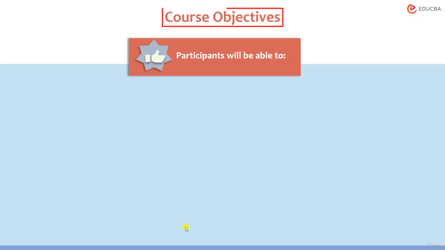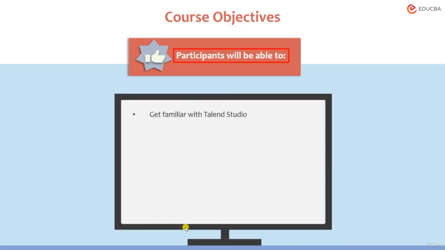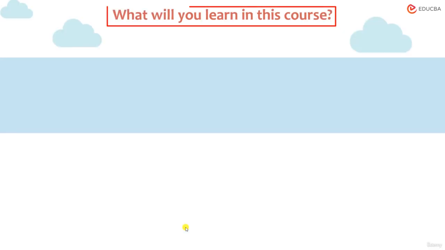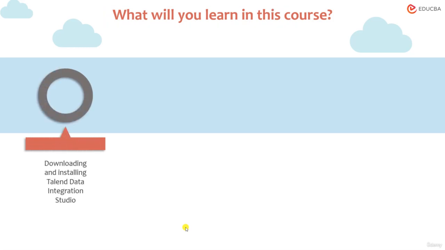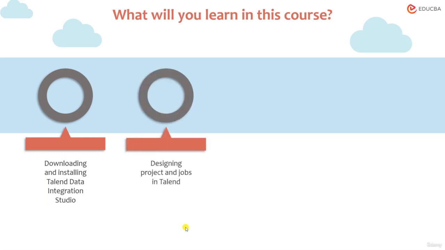Moving to the objectives of this course, participants would be able to get familiar with the studio once we have this course completed. And further to that, we would design and build our Talend jobs for ETL use cases, and we would see how we can achieve them in Talend Studio. What do you learn in this course? We would start with downloading and installing the Data Integration Studio on our local machines, and then we will see how we can design our first project and build our first job in the Talend Studio.